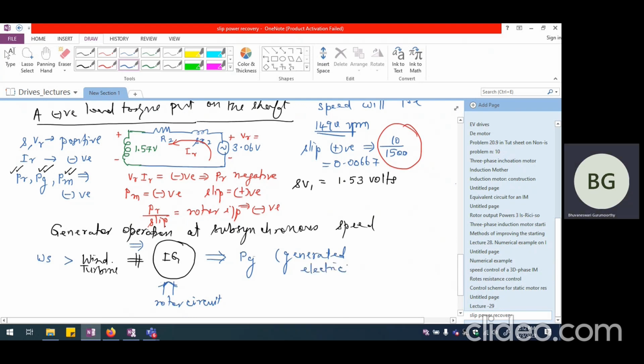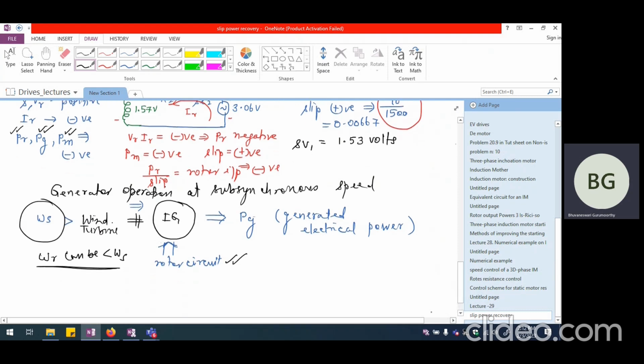This is typically the case when we are using a slip ring induction machine for generating power from a wind energy conversion system. It need not rotate at a speed which is greater than synchronous speed. The speed omega r can be less than omega s. Still, it can work as a generator, provided we supply some amount of electrical power from the rotor circuit. So this is one of the greatest advantages of a slip ring induction machine being used along with a wind energy conversion system. That's a big advantage.